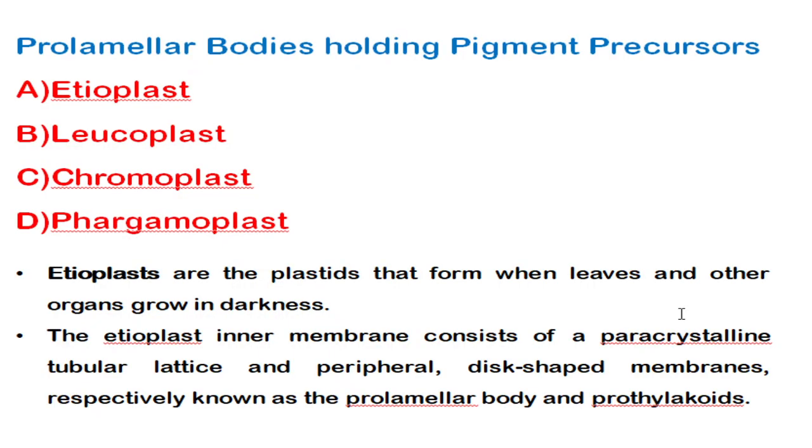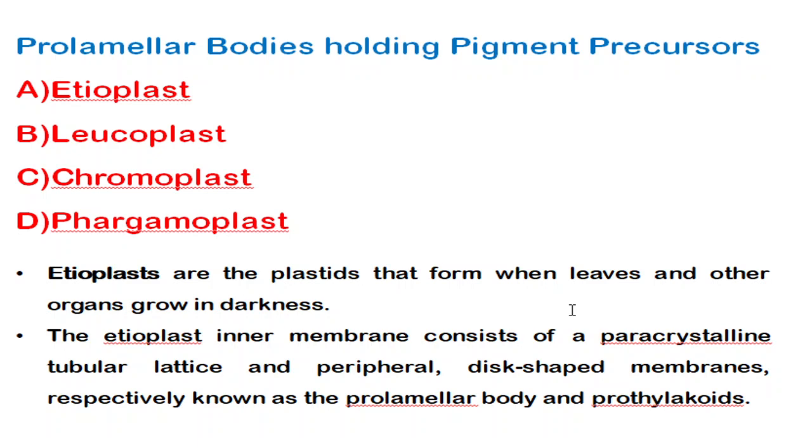So the next question. Prolamellar bodies holding pigment precursor. The correct answer is etioplast. An etioplast is a plastid that will be formed when the leaves or other organs grow in a period of darkness. These etioplasts will be forming as the first plastid organ when a seed is germinating. This particular etioplast has a unique structure: a paracrystalline tubular lattice and a peripheral membranous display, respectively called prolamellar bodies and prothylakoid.